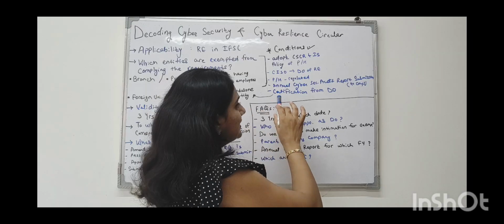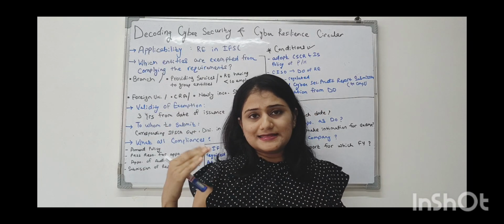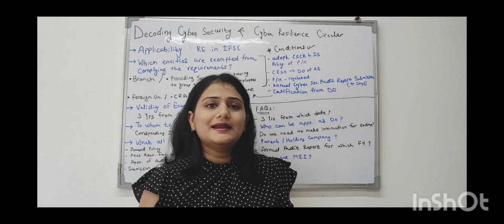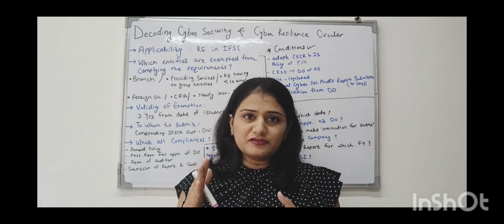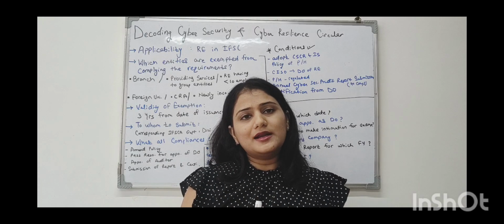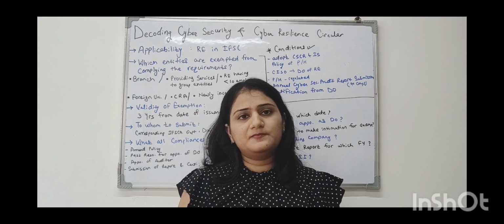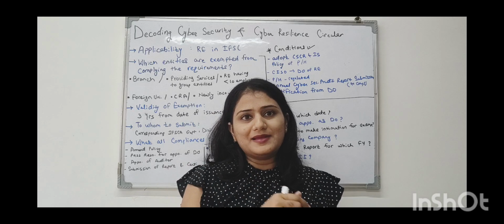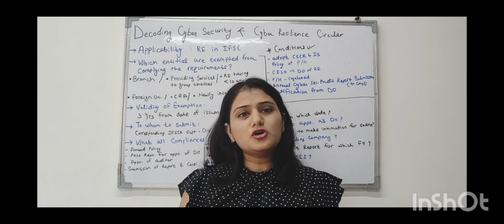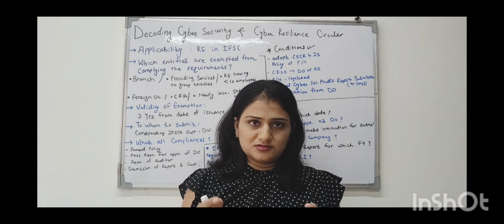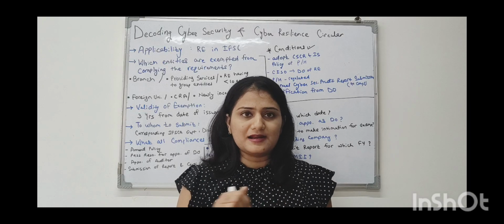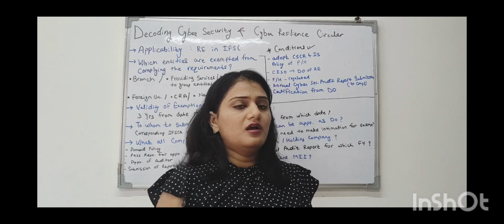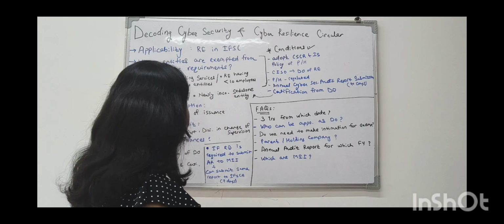You only need the certification from the designated officer regarding the proportionate risk to your entity, and that you are taking cybersecurity measures. The words and lines are already written in the circular. I will mention the link for the circular in the description box. You can take those words while drafting the certification for further submission.